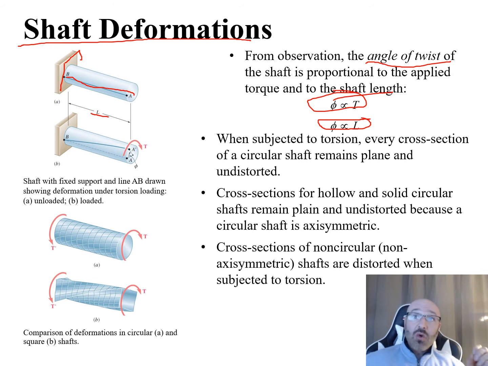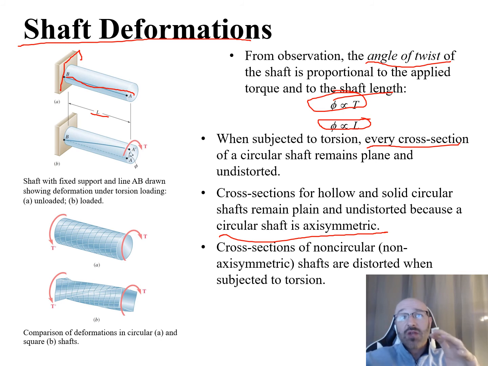Now, when subjected to torsion, every cross-section of a circular shaft remains plane and undistorted. So it's twisting on the outside, but on the inside, if we were to actually slice this up, these cross-sections are still going to be circular and remain plane and not distorted at all. The cross sections for a hollow or solid cylindrical shaft remain plane and undistorted because a circular shaft is axially symmetric. So you're rotating around that axis of symmetry, and that's why you have no distortion going on.